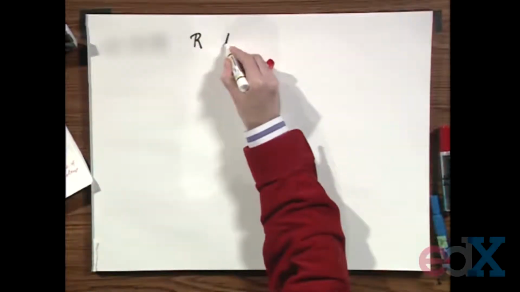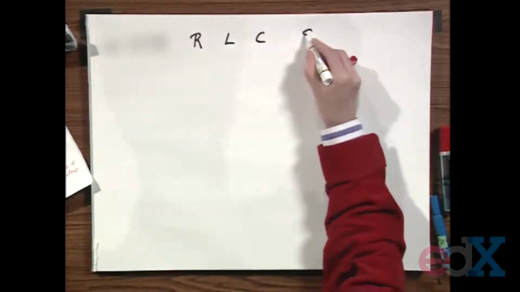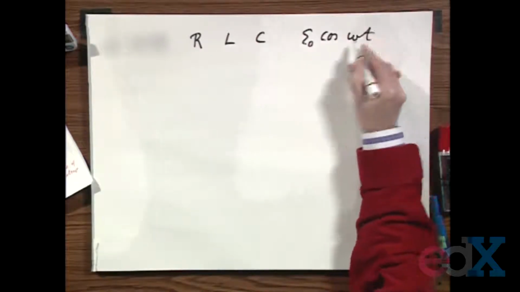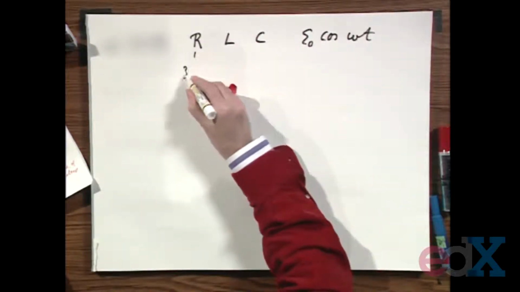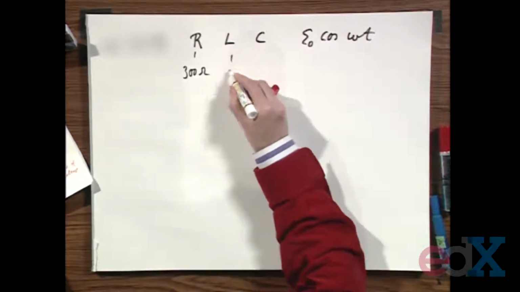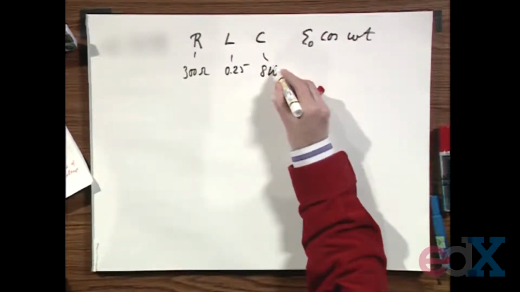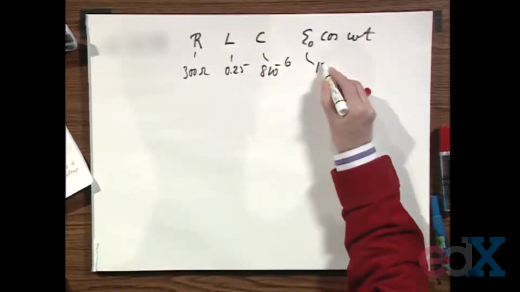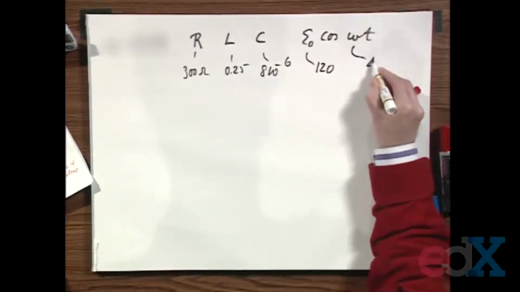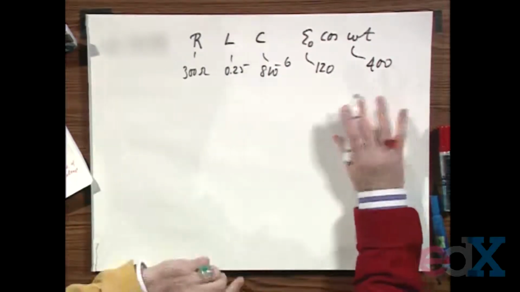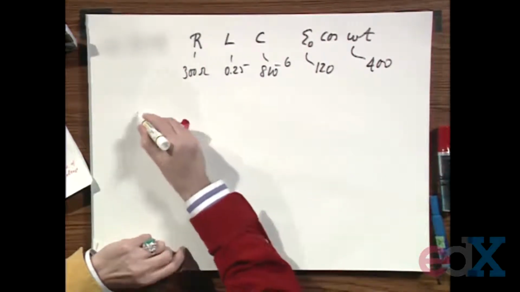I have an R, an L, a C, and E0 cosine omega t. R is 300 ohms, L is 0.25 henry, C is 8 times 10 to the minus 6 farad, E0 is 120 volts, and omega is 400 radians per second. Forget the transient, we'll only look at the steady state solution.